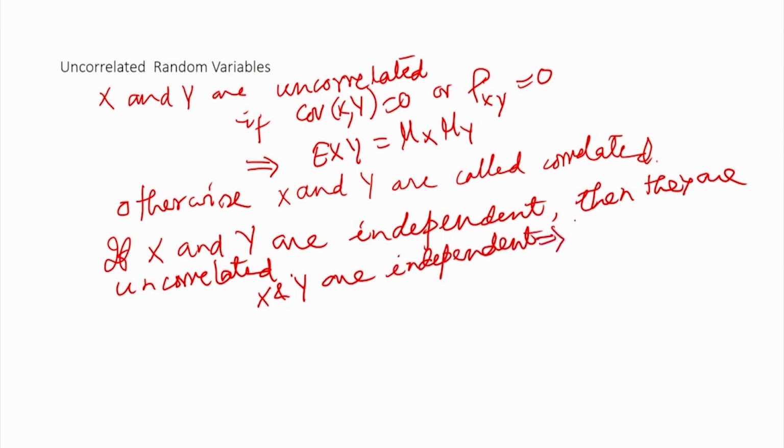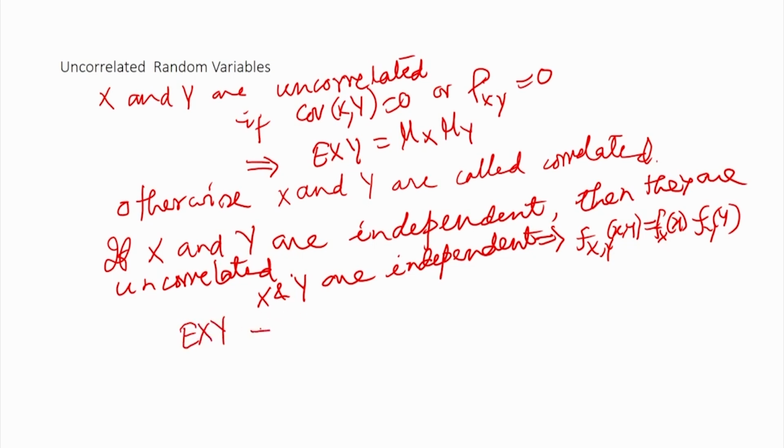This implies that the joint density f x y at point x y is equal to f x of x into f y of y. The joint density is the product of the marginal densities. Therefore, this is the definition of independence, and this is for all values of x and y. So, therefore, we can find E of x y for two independent random variables x and y.